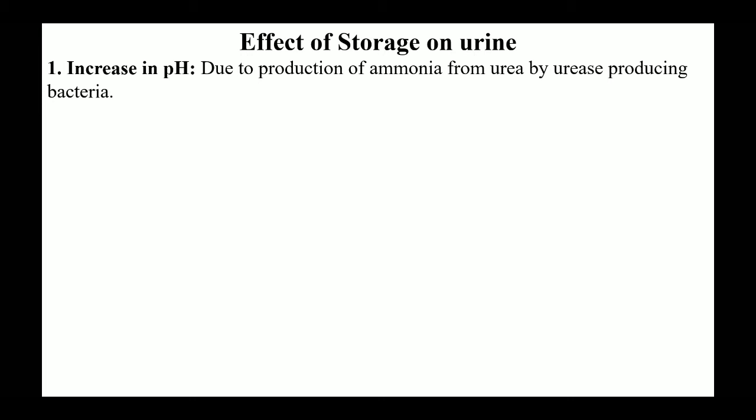Now how does that happen? If we delay the procedure, or hold the urine sample for a longer period, then bacteria start to proliferate in the urine sample, and these bacteria produce urease. Urease is an enzyme which reacts on urea and converts the urea into ammonia. This ammonia then gets dissolved into the watery portion of the urine, and finally it forms ammonium hydroxide, and we know ammonium hydroxide is a base. So ultimately the urine will become alkaline, or the pH of the urine will increase.